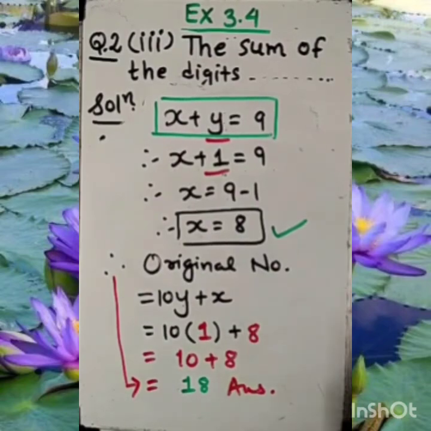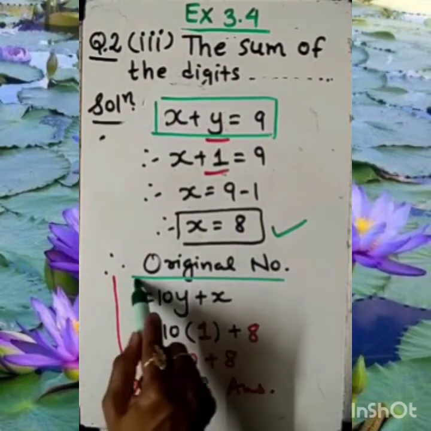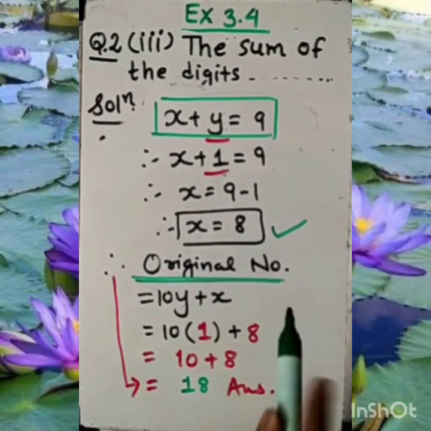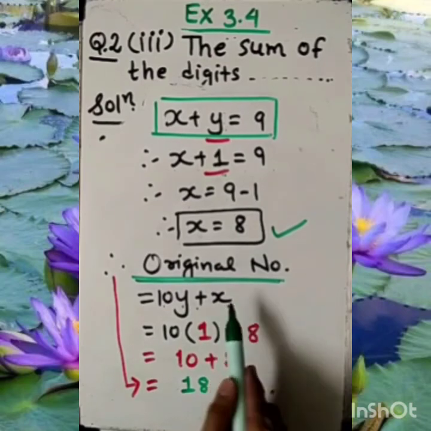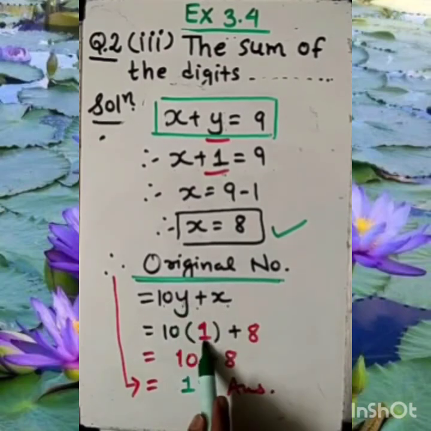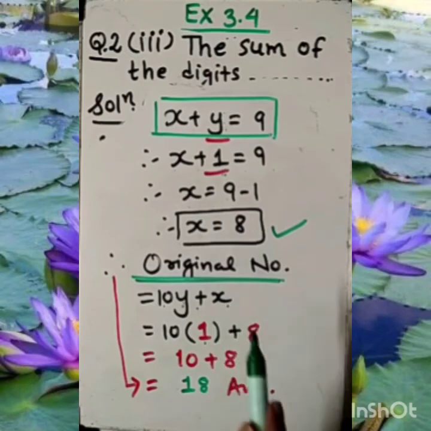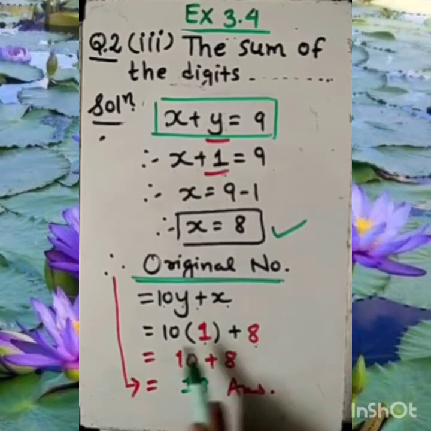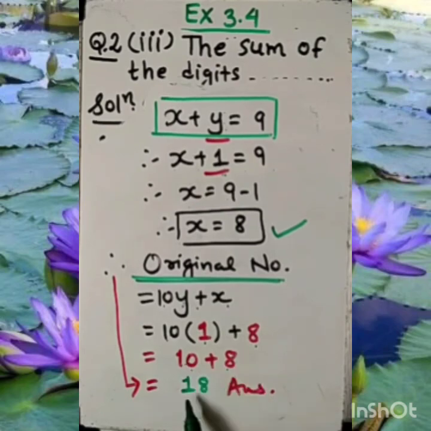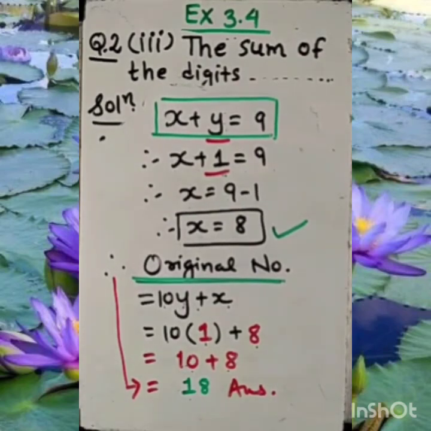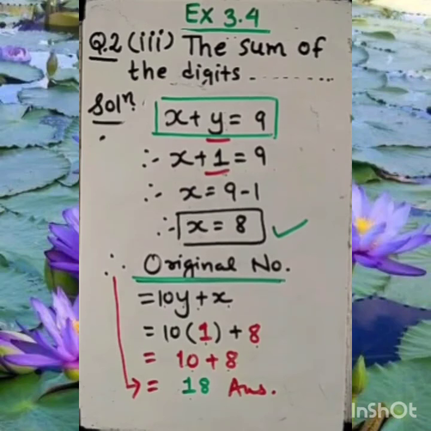Now actually our original number, in the beginning, in the table which we have drawn, was 10y plus x. Okay. So in place of y we need to write 1, and in place of x we need to write 8. 10 ones are 10, and this is 8. 10 plus 8 gives the result 18. Therefore, we can say that the original number is 18. 1, 8, 18. This is our required result.